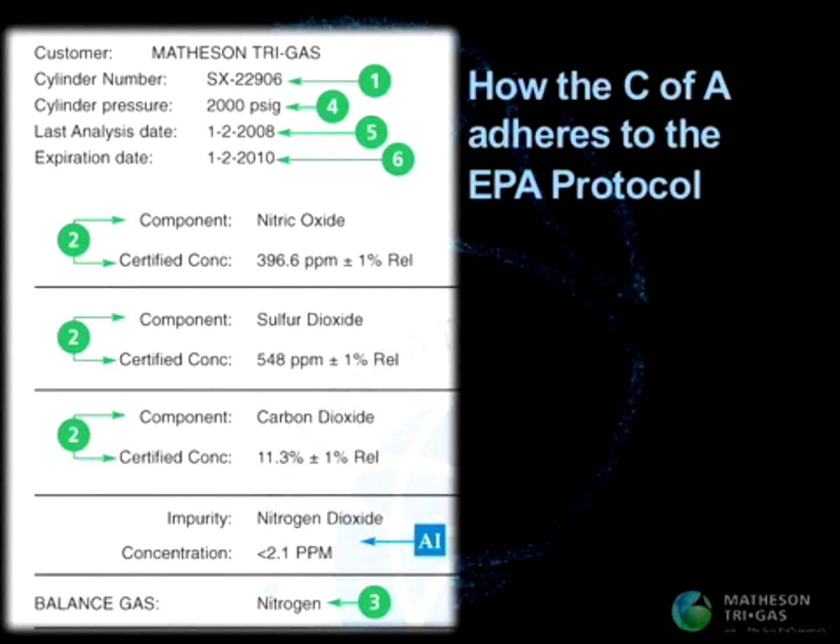The green circled numbers correspond to citations in section 2.1.4 of the EPA document. 1 is the cylinder identification number or serial number. 2 is the certified minor component concentration in ppm mole or percent mole. 3 is the balance gas in the gas mixture. 4 is the cylinder pressure at the time of certification. The minimum cylinder pressure is cited elsewhere on the C of A. 5 is the date of the assay certification. 6 is the certification expiration date based on the EPA specified certification period.